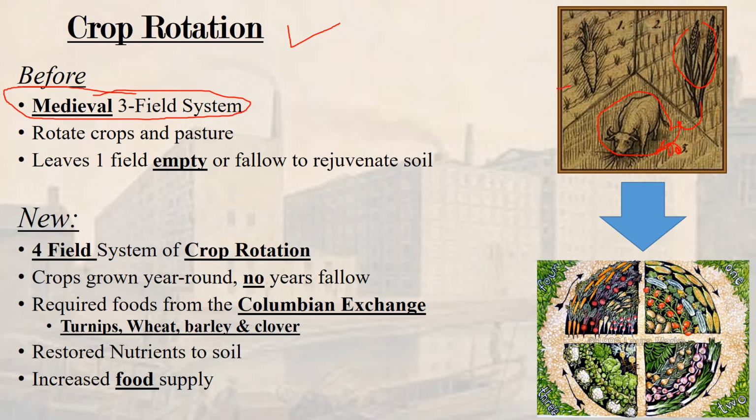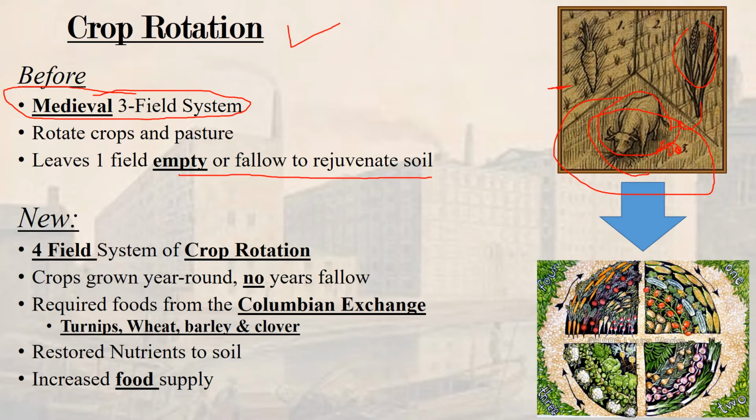And then you'd plant whatever vegetables you could get. Carrots, cabbage was a common one. And the idea here is you leave a field empty or fallow. That's this one. Only the cows are eating there, but effectively it's not really getting used to produce food. And the goal here is to rejuvenate the soil.